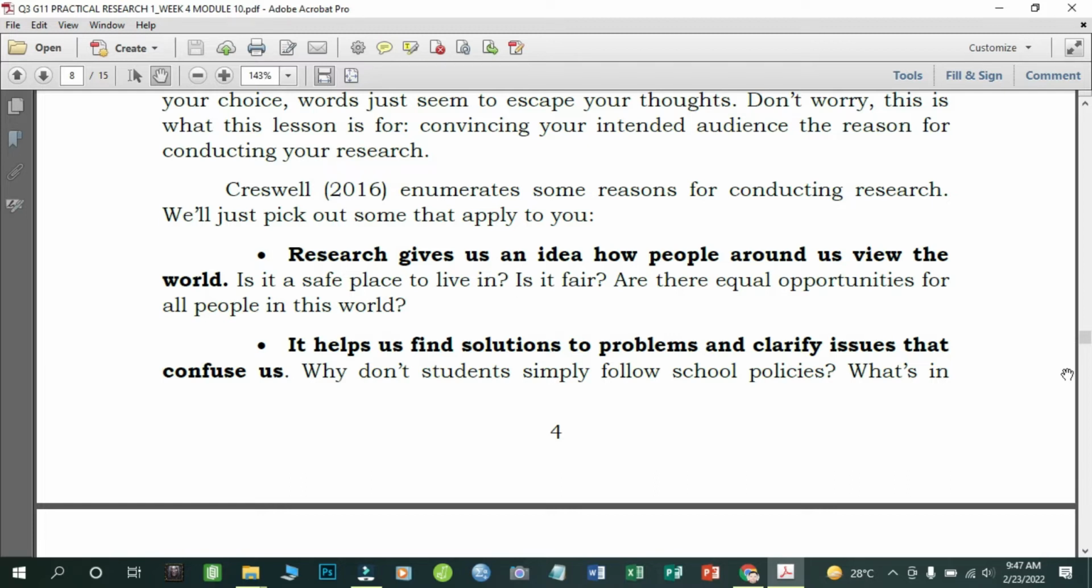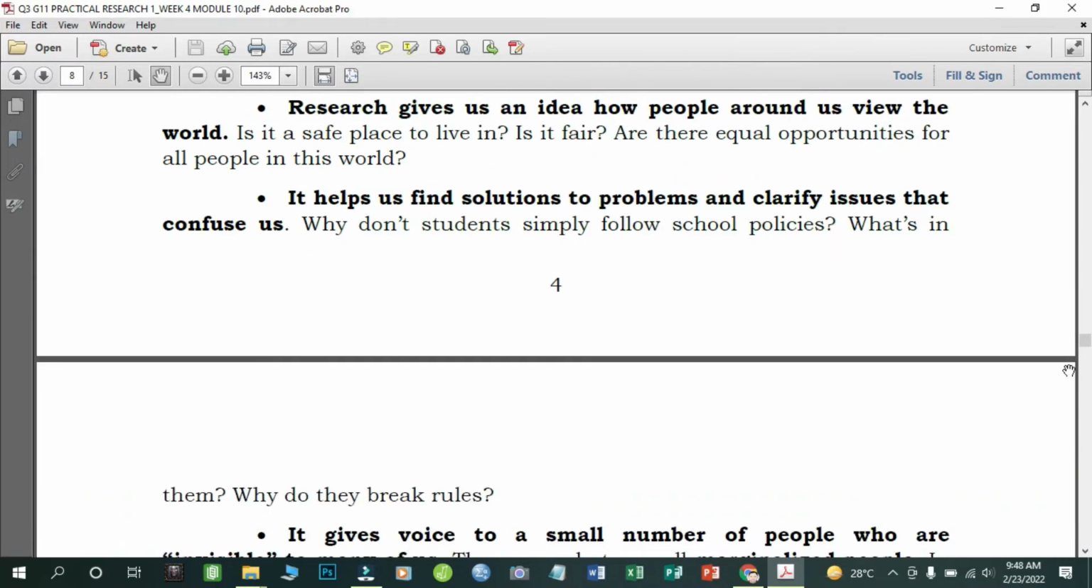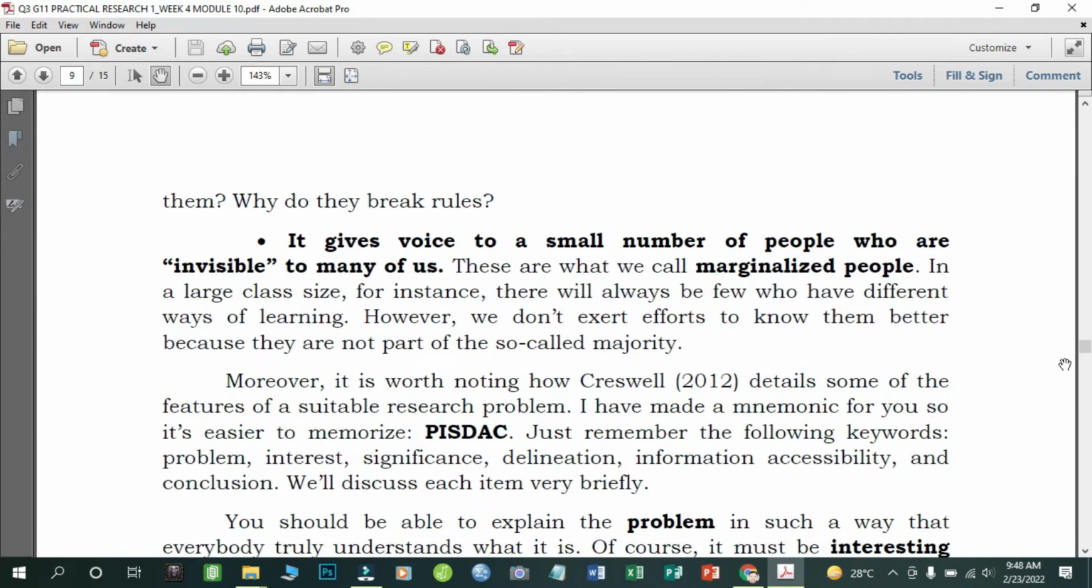Next, it helps us find solutions to problems and clarify issues that confuse us. So why don't students simply follow school policies? What's in them? Or why do they break rules? That is our objective in our research. We need to clarify issues, especially now. Why do students openly submit their answer sheets late? Those are some of the issues, especially in these online and modular learning modalities. It also gives voice to a small number of people who are invisible to many of us.